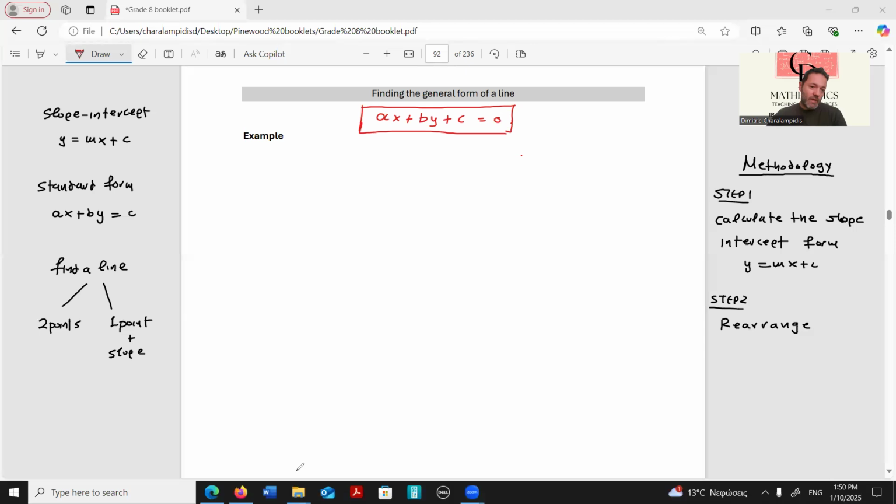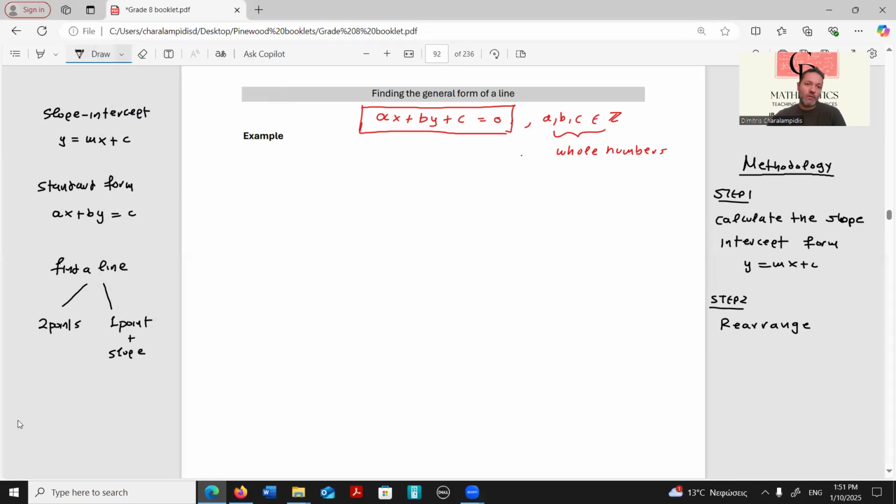If we also want to be more accurate with regards to math, it is the general form when A, B, and C belong in the set of integers. This means that A, B, and C are all whole numbers, which means that we don't want any presence of any fractions or any decimals.